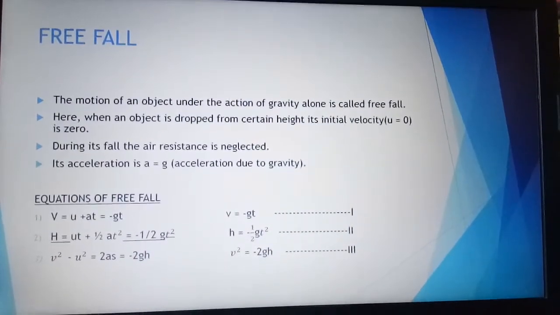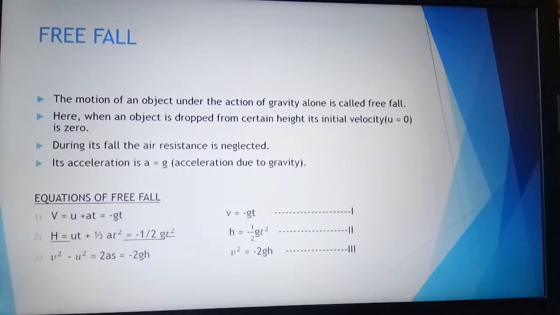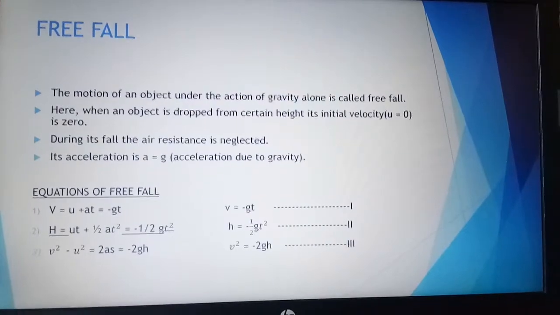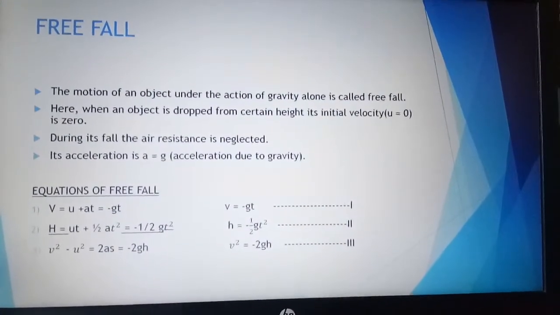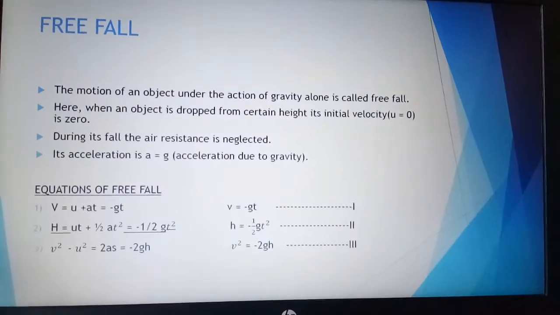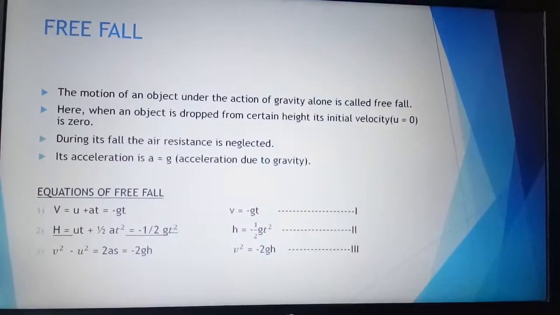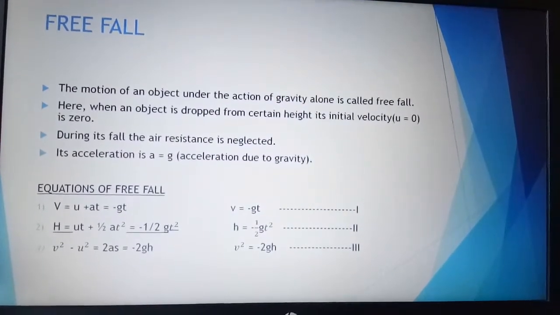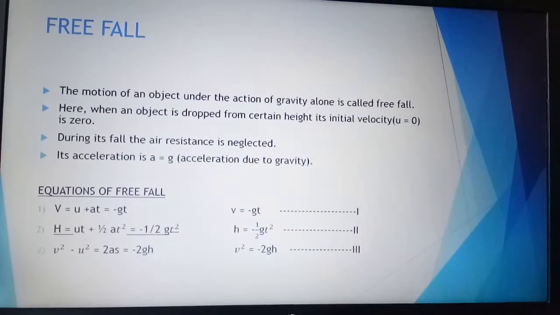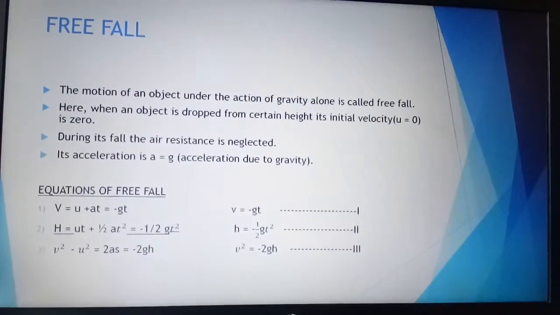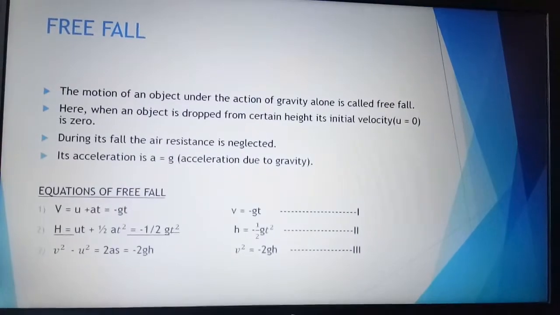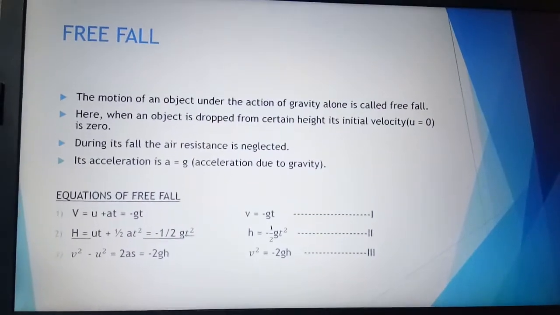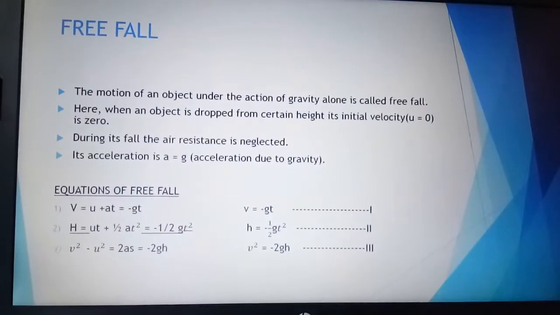If you take the coordinate system, any motion along the positive y-axis can be taken positive. Any motion along the negative y-axis should be taken negative. Just like motion along the positive x-axis is taken as positive displacement, motion along the negative x-axis is taken as negative displacement. In the same way, motion along the positive y-axis is taken as positive displacement, motion along the negative y-axis should be taken as negative displacement.